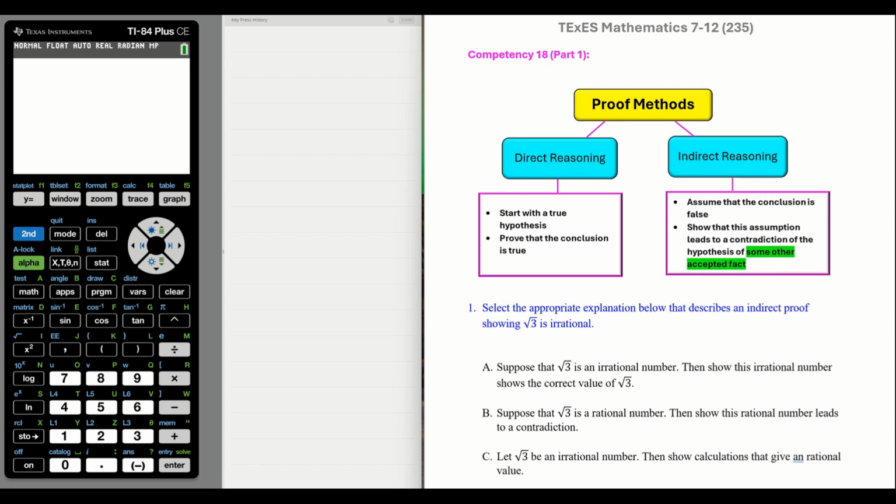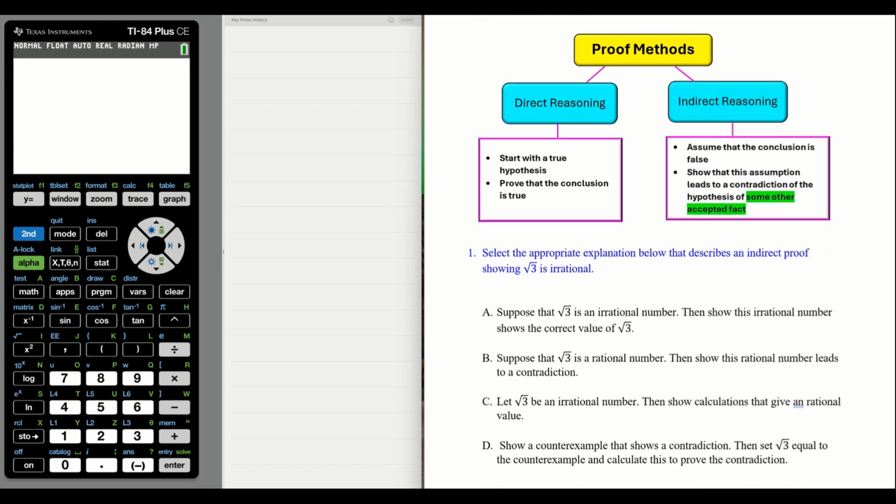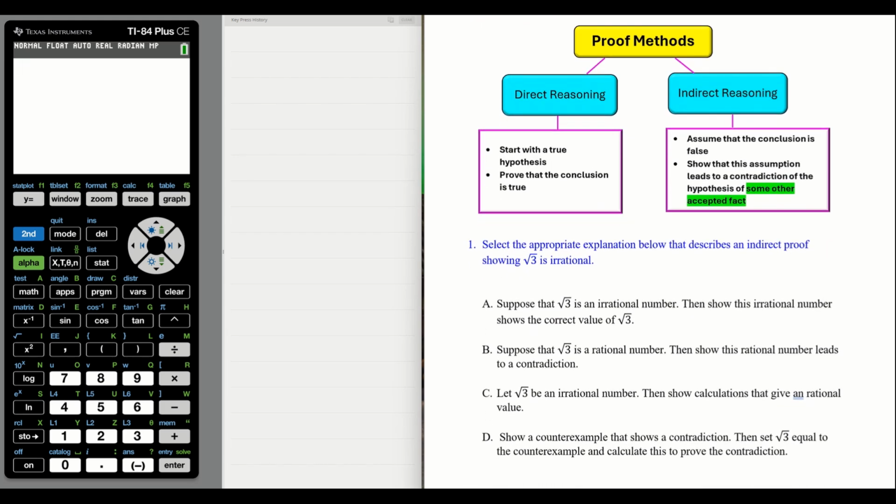Okay, and let me show you some examples. Number one is classic. And really, I did not enjoy this the first time I worked through this proof, but I'm going to spare you that. Let's just look at the appropriate steps. Number one, select the appropriate explanation below that describes an indirect proof showing the square root of 3 is irrational.